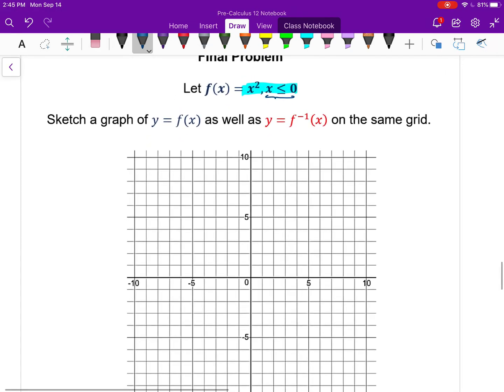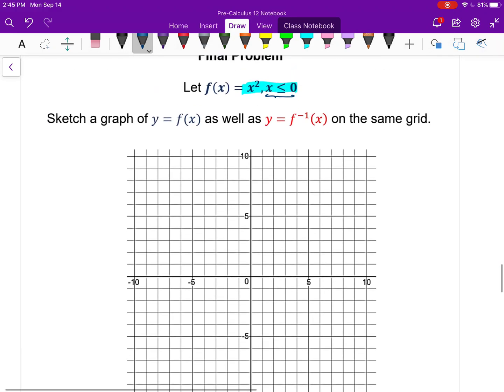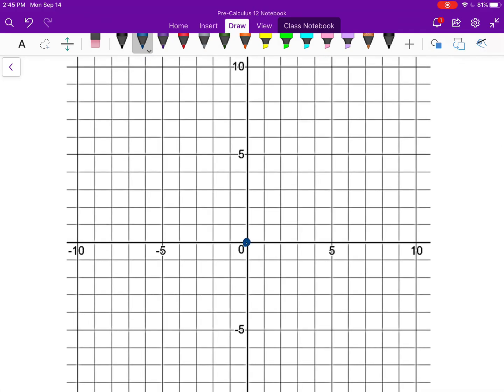So what do I want to do? Well, I want to graph f of x as well as the inverse of f of x on the same grid. Okay, so let's start with f of x. I want to graph x squared, but only where x is less than or equal to 0. Well, let's first just focus on x squared. X squared goes through 0, 0, 1, 1, 2, 4, 3, 9, and x squared is symmetrical. So if I draw this, this is a wonderful graph of x squared.